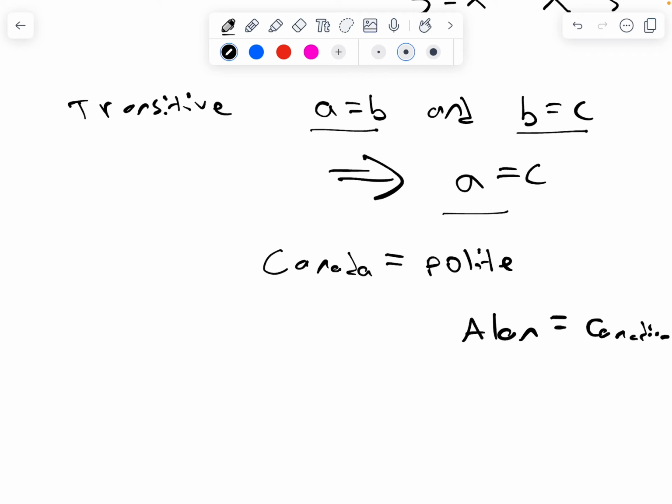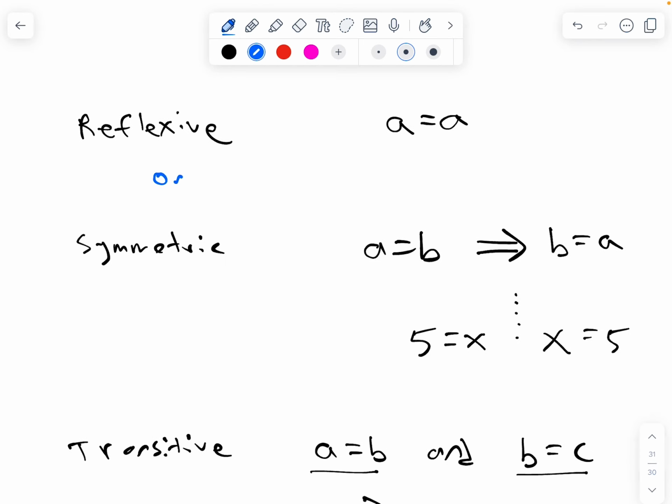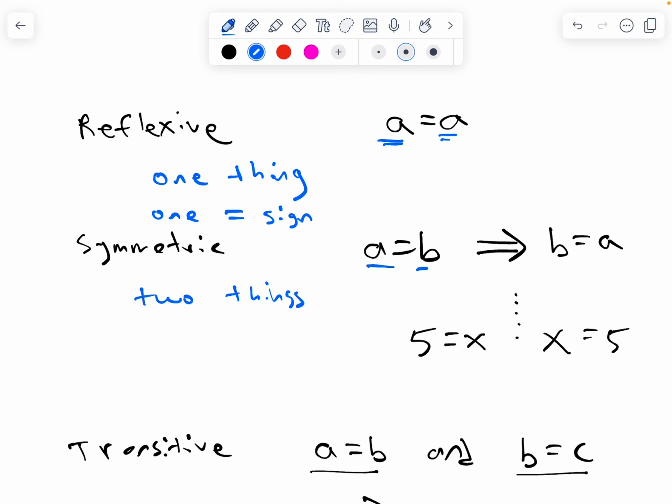Now, there's a way to remember these that is really helpful. Reflexive property has to do with one thing, one object, and one equals sign, okay? Only one object, one equal sign. Symmetric property, we have two distinct things. A and B are two distinct things. And when we write about it and give examples, we'll have two equal signs. Okay, so two things, two equals signs.